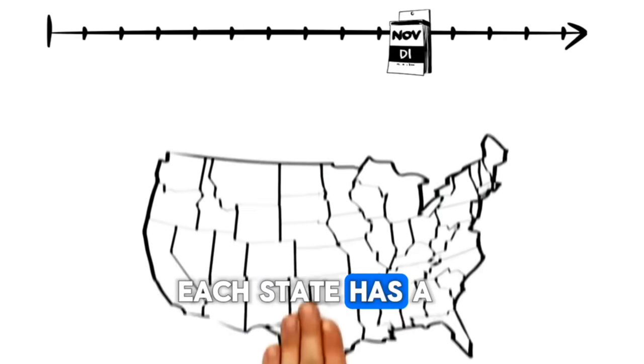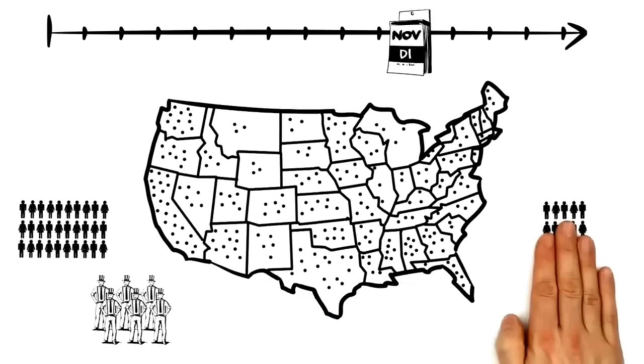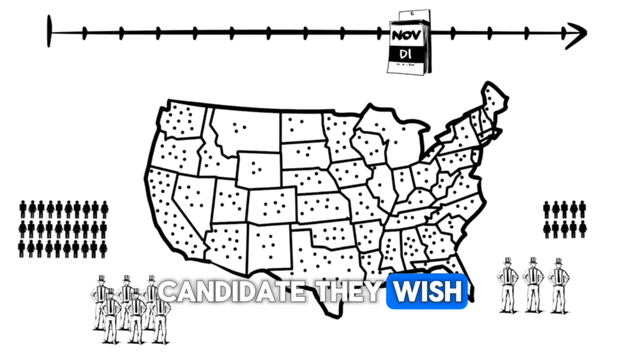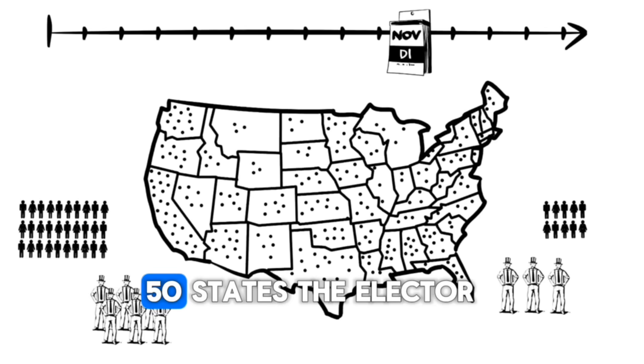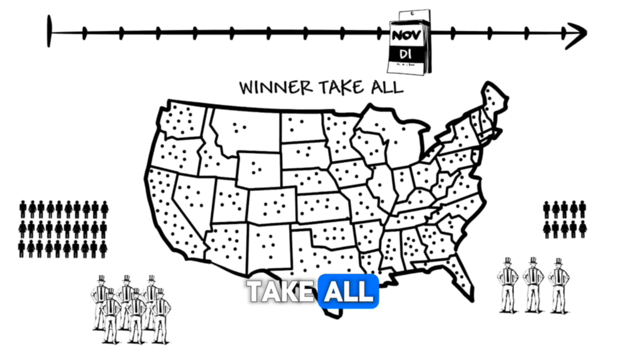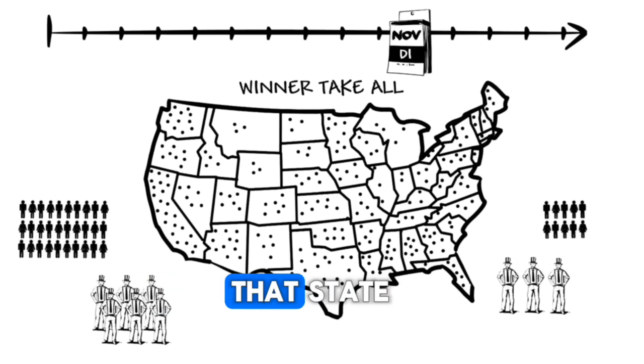Each state has a different number of electors depending on how many people live in that state. But the electors cannot simply vote for the candidate they wish. In 48 of the 50 states, the elector tally is awarded winner-take-all. This means the winner of that state gets all the votes from that state.